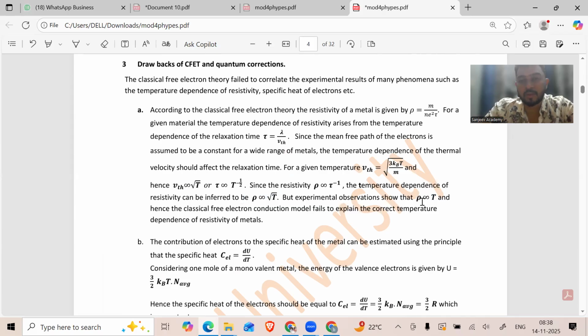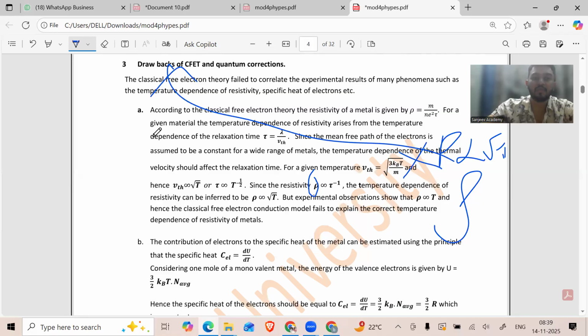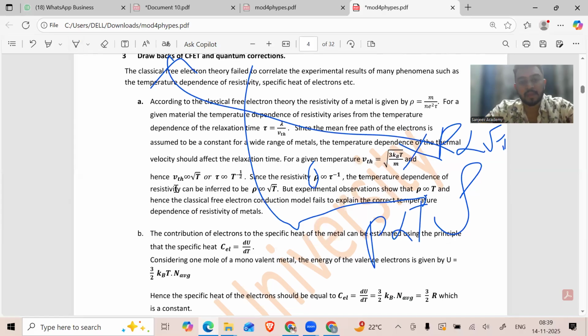Rho is nothing but resistivity. I just said P, so students who find it difficult can put it as P; even if you write P or rho, everything will give you the mark. So rho proportional to root T is wrong. That is what the CFET told. But what is the quantum correction? It is rho proportional to T.